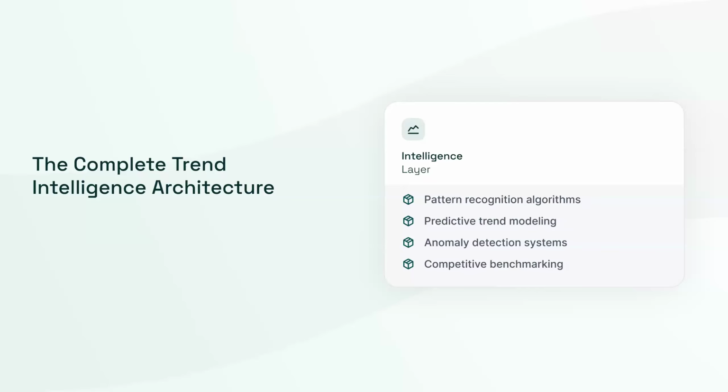Then the intelligence layer is where the real value starts to emerge. Intelligence. This is where we transform all the process data into meaningful insight, and it's honestly one of the hardest ones.